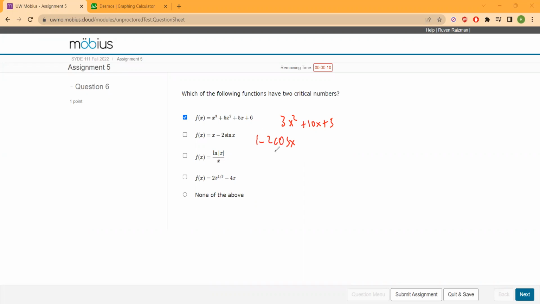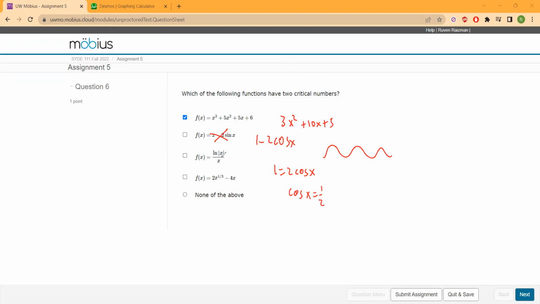this would yield you an infinite amount of critical numbers, because as we know, cos x goes like this, and 1 equals 2 cos x. It's a 0, so maybe I can just continue the assignment, but I won't be able to submit. We'll see. So 1 equals 2 cos x, so cos x is equal to 1/2, and we know that x can equal that an infinite amount of times. So this would actually have an infinite amount of critical numbers. So this one doesn't work.